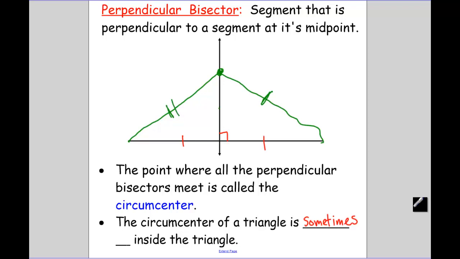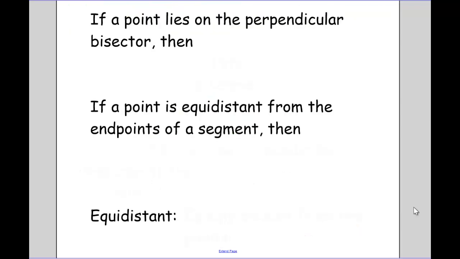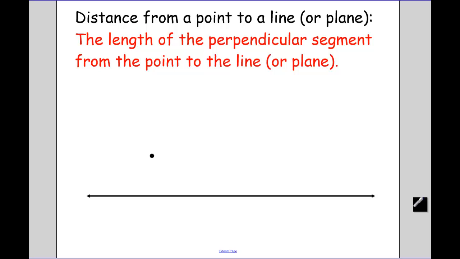Same thing if I have a point down here. From the endpoints of this segment, that distance is all the same. Okay, so that's what that means. Distance from a point to a line is the perpendicular segment. So the distance from a point to a line is the perpendicular segment, which is the shortest distance. That's going to be important to us when we start talking about something here in a minute.